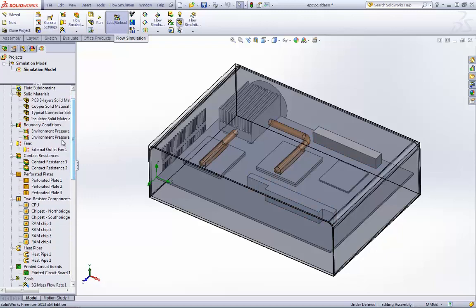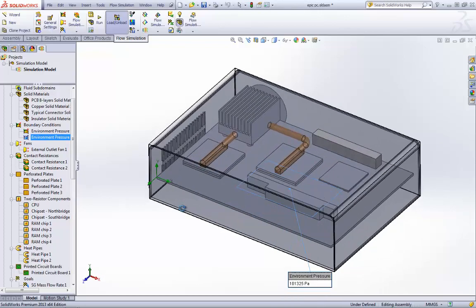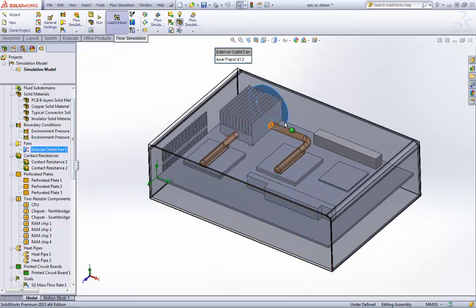Boundary conditions: we just set up environmental pressure on the inlets over here and underneath. And there's an external outlet fan that we specify over on this end. None of this information is new or unique to the electronics cooling module. We also set up some contact resistances here. We will come back and talk about these contact resistances. I want to talk about the heat pipes first before we get into that.